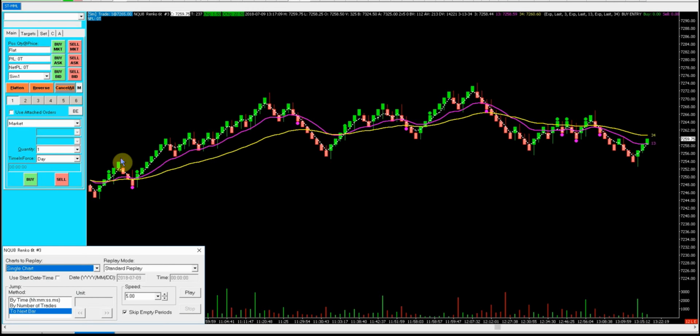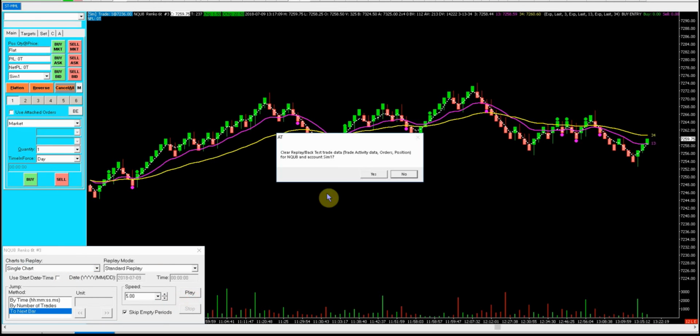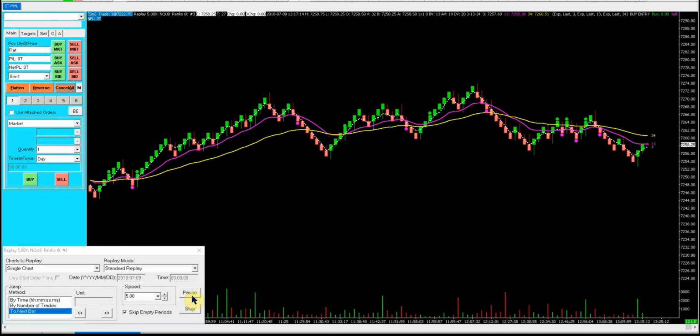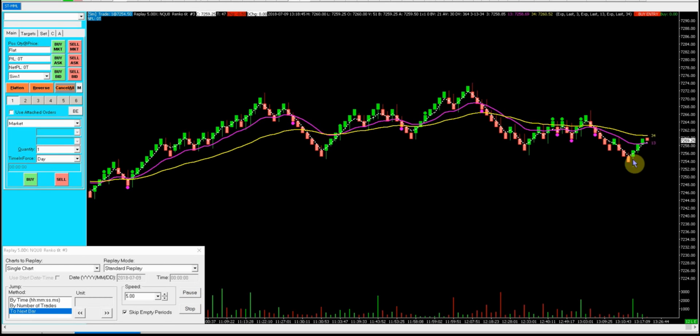Okay, so I say single chart standard replay, and I can just play it from here and see what happens. And you can just use this for scalping. It's a nice little scalping strategy. You can see where it got in here, and you could get out wherever down here with a certain number of ticks.